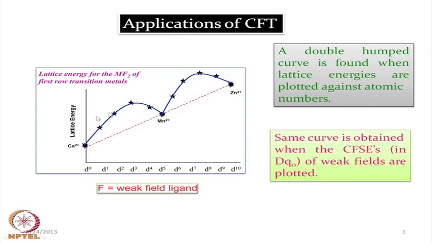So, it is only the contribution from the CFSE above this particular line which is directly connecting, where we do not have any contribution for ions like calcium 2 plus, manganese 2 plus or zinc 2 plus.